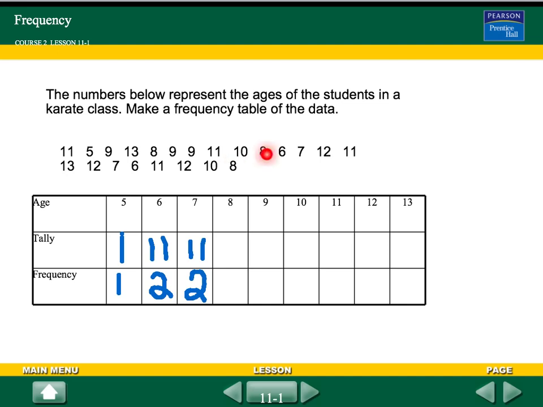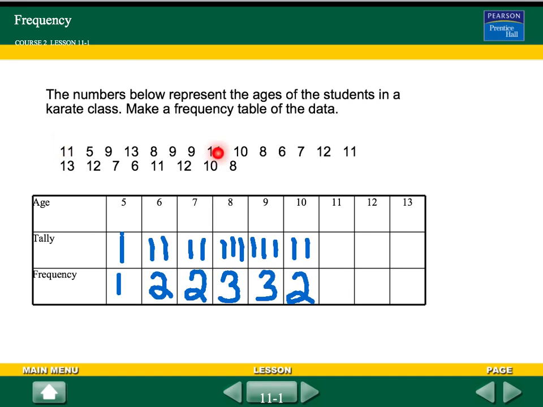8, there's an 8, there's an 8, there's an 8. So I've got 3, so I'm going to tally 3, and I'm going to write 3 for my frequency. 9, 1, 2, 3, looks like 3, so I'd tally up 3, and I'd write a frequency of 3. Moving on to 10, here's my 10. Here's my 10. Looks like just 2 for that. So 2 students came for karate there. I would say the frequency is 2.